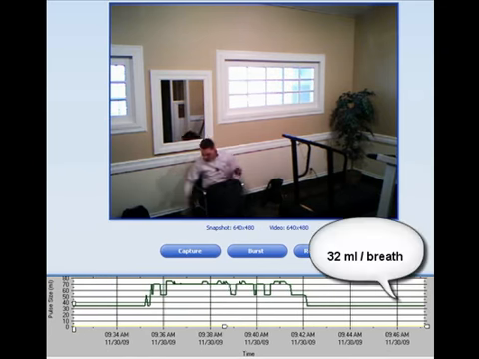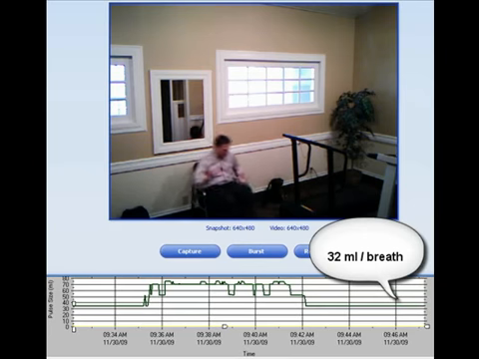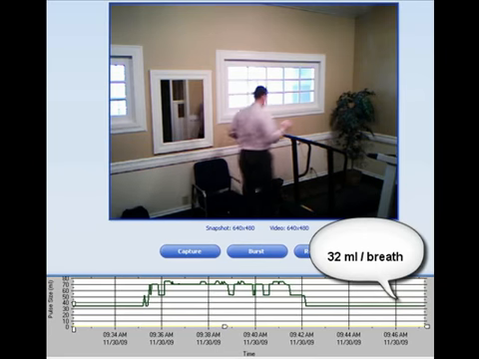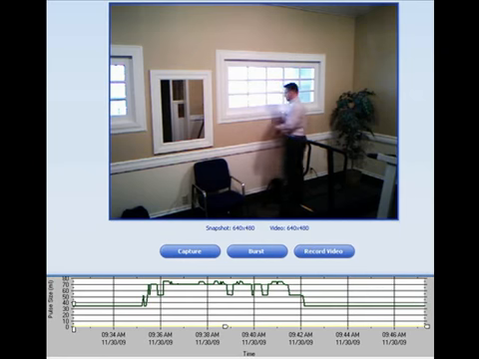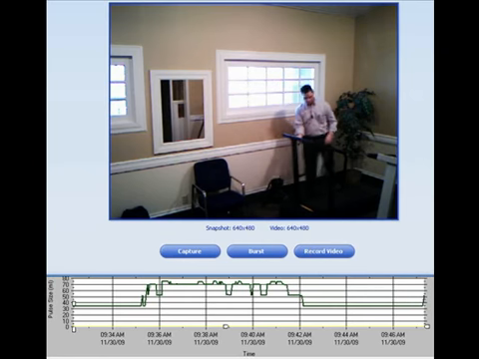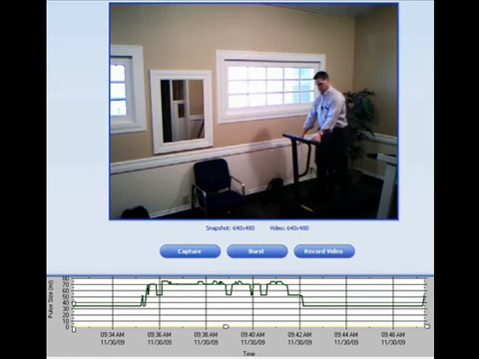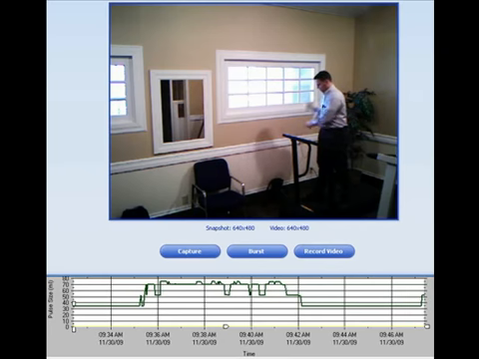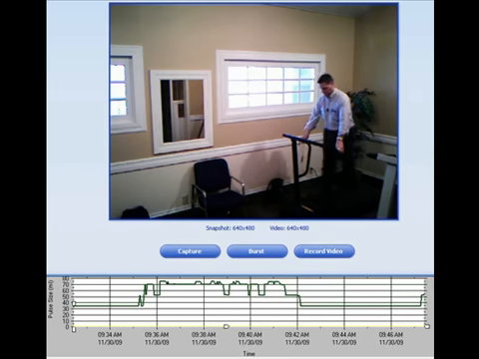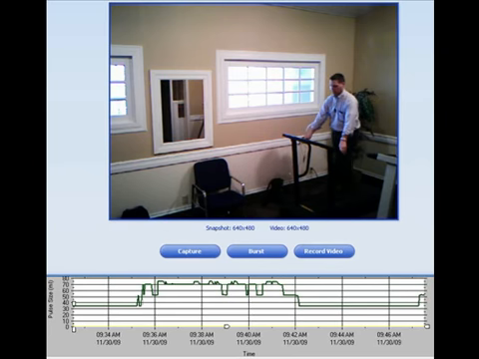As you can see, SmartDose adjusted the dose back down to the base value as Rich has been sitting and is again at a 32 ml per breath setting. But let's look at this one more time. Rich will once again get up and start exercising. Notice how quickly SmartDose reacts. From the time that he very first gets up to the time that the dose is increased is only seconds.